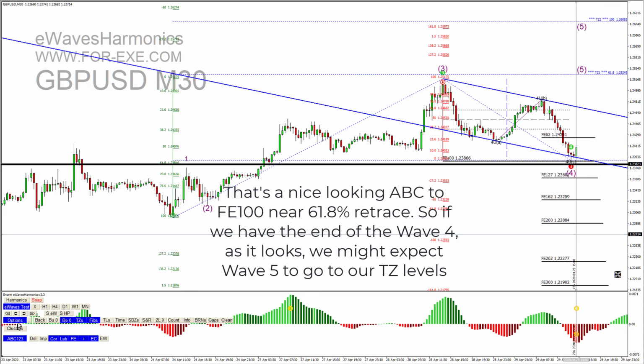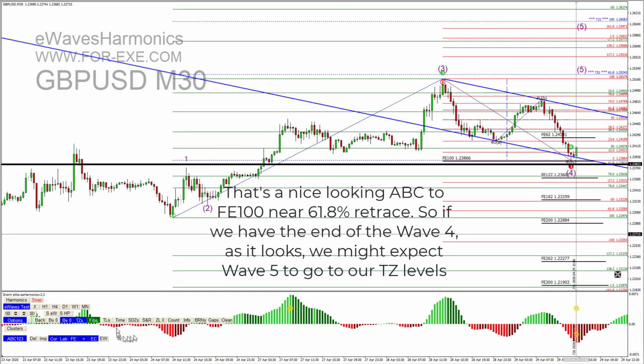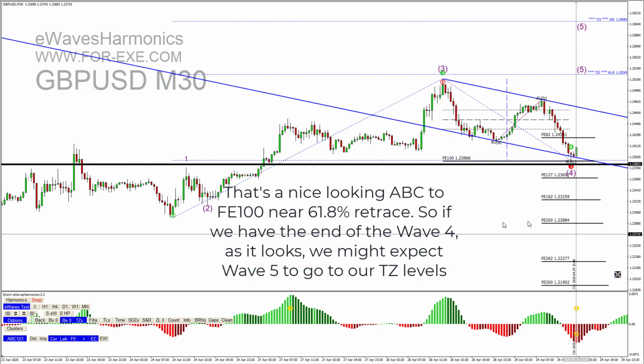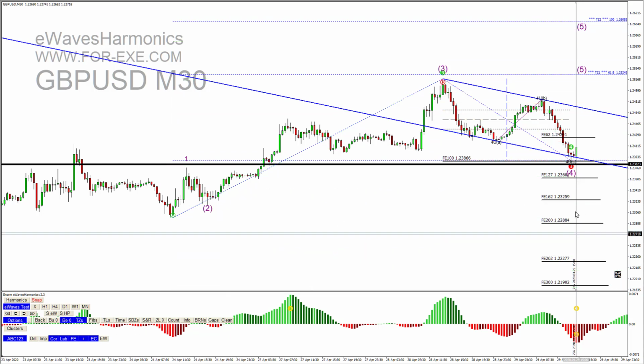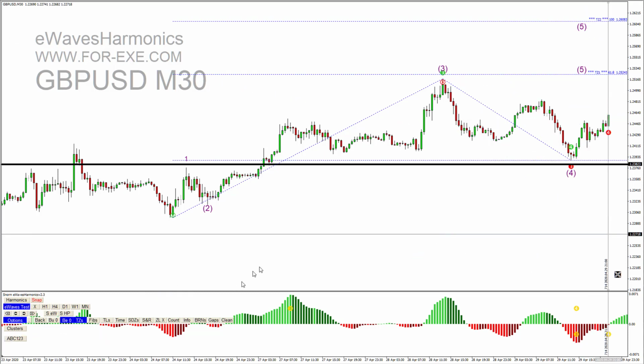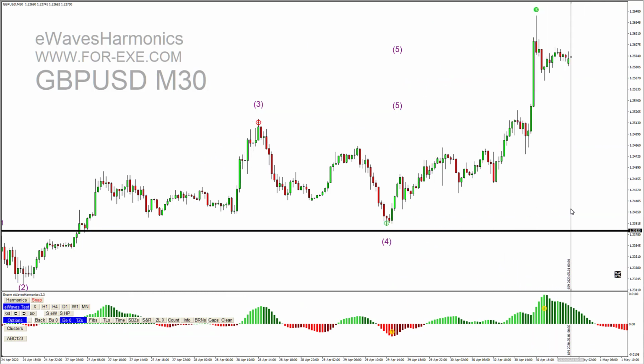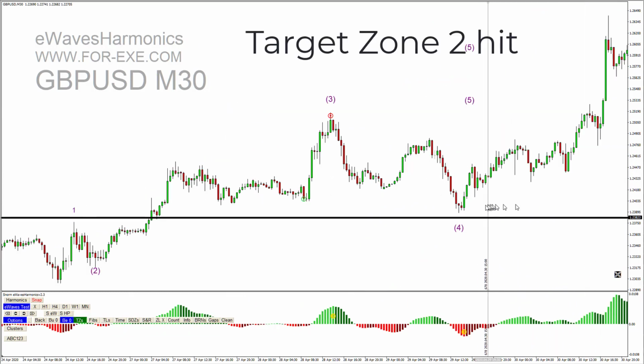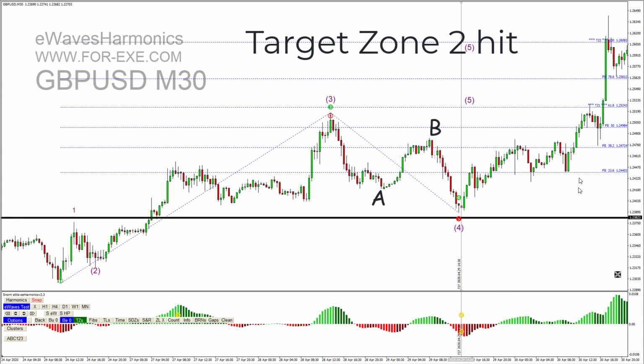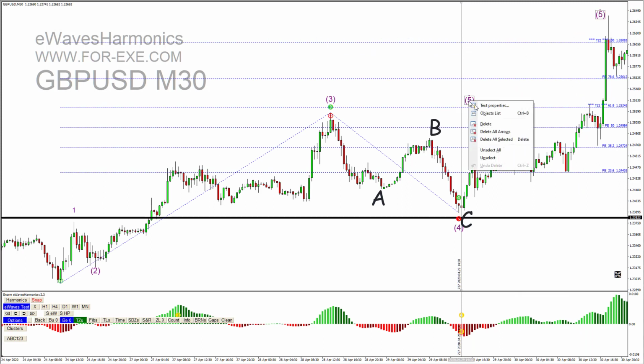So if we have the end of the wave 4 as it looks, we might expect wave 5 to go to our target zone levels, ideally target zone 2. So let's scroll forward in time and see how that one works out. And as you can see, our target zone 2 was hit. As simple as ABC.